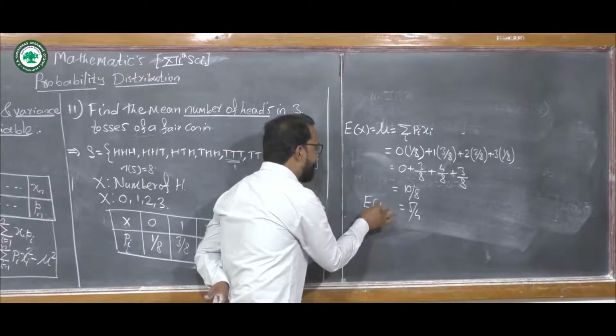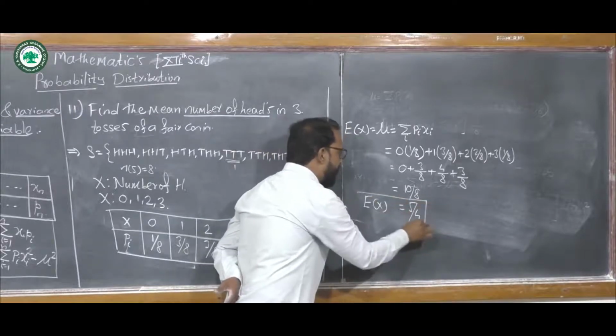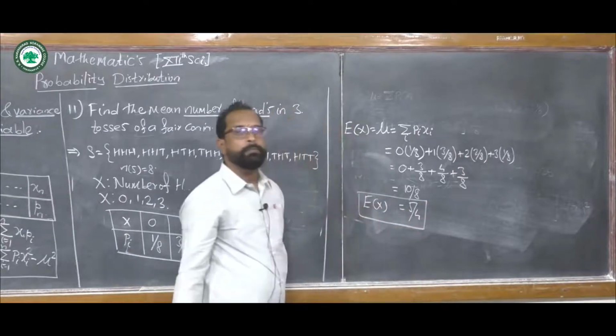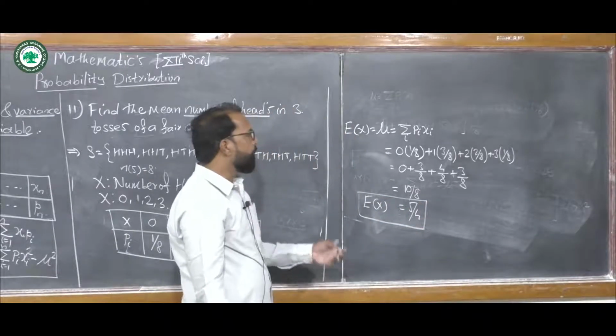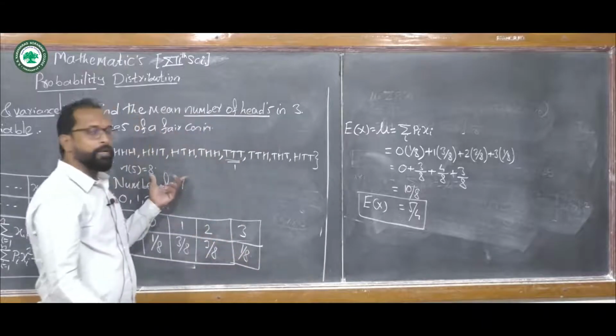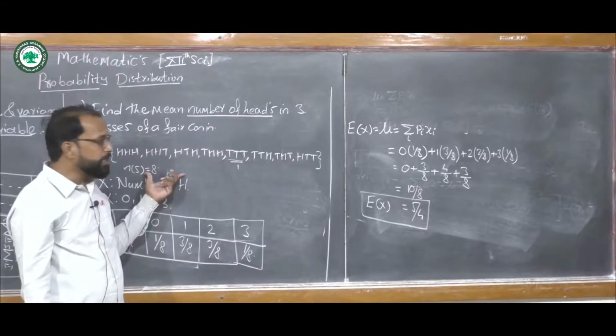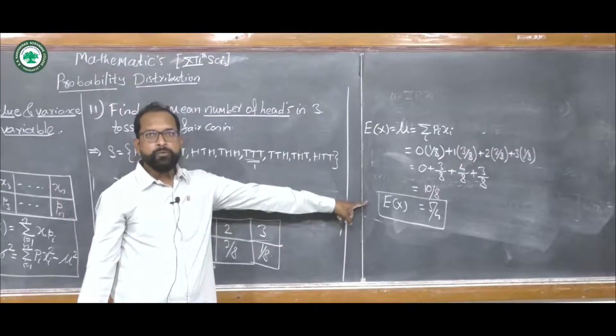So we get the expected value, or you can say mu, or simply the mean for the random variable x, which is equal to the number of heads, equals 5 by 4.